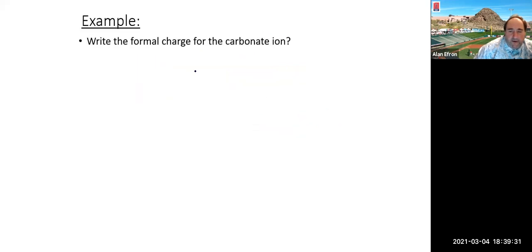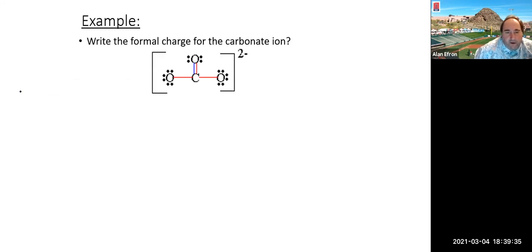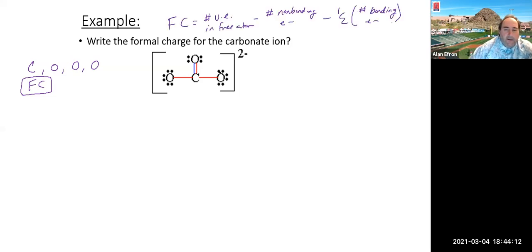All right, so why don't you try one here? Why don't we do our carbonate example? For each of the elements, for the carbon, oxygen, oxygen, and oxygen, calculate the formal charge on each of them. So take a couple minutes and calculate the formal charge on all of those, or actually all 4 of those atoms that are present in carbonate.